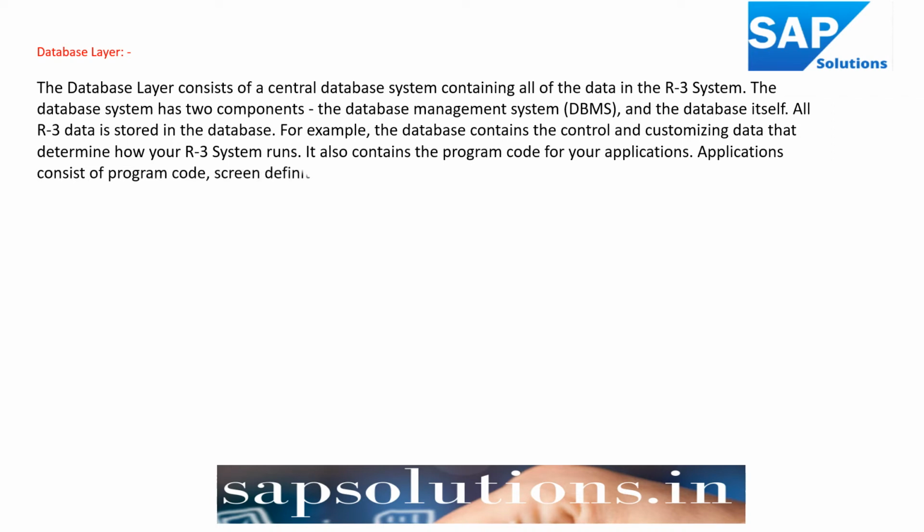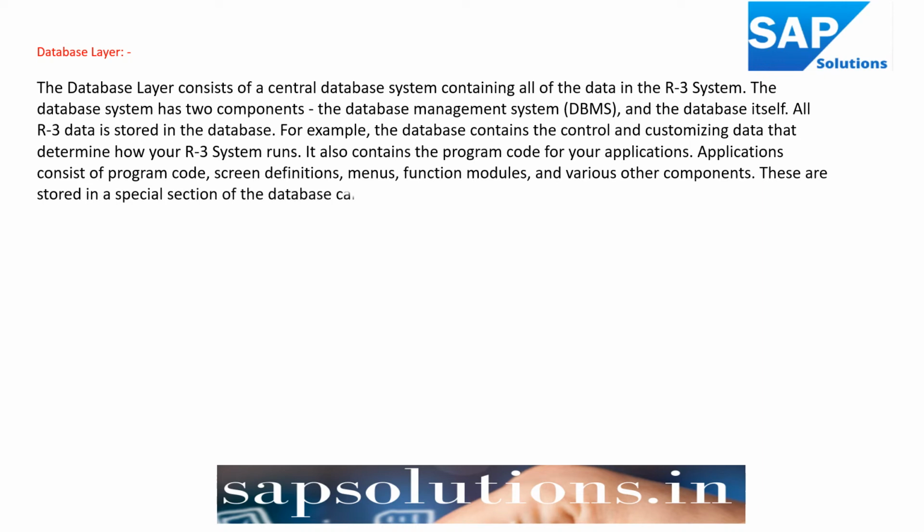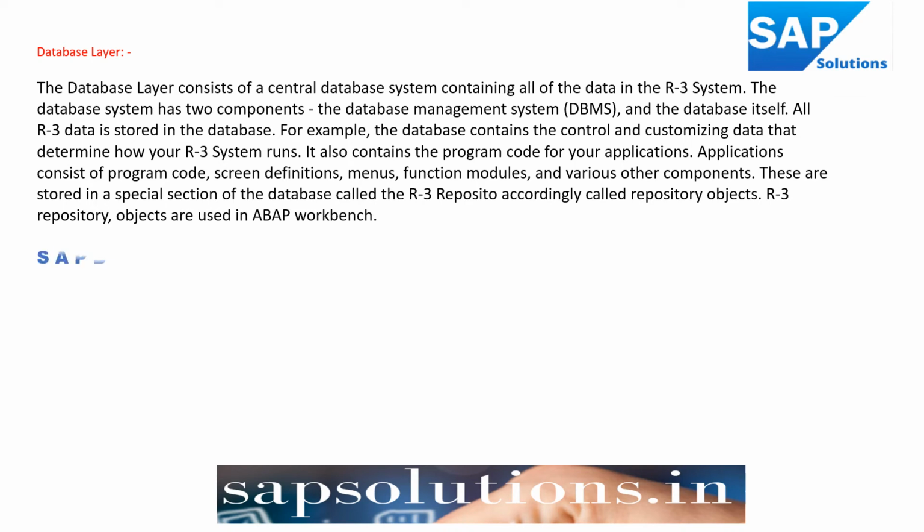Applications consist of program code, screen definitions, menus, function modules, and various other components. These are stored in a special section of the database called the R3 repository, accordingly called repository objects. R3 repository objects are used in ABAP Workbench.